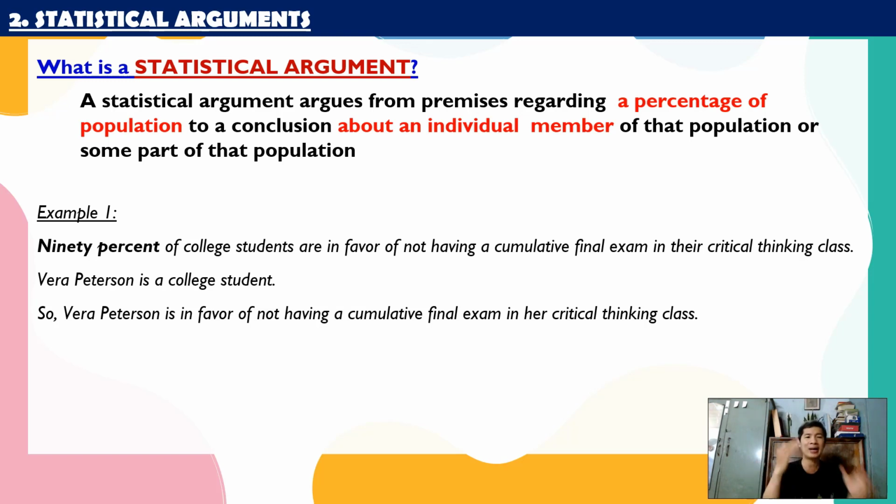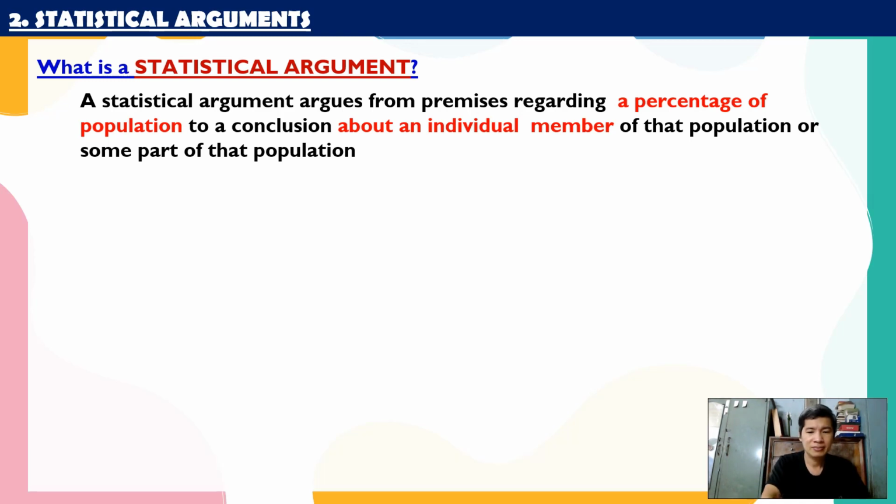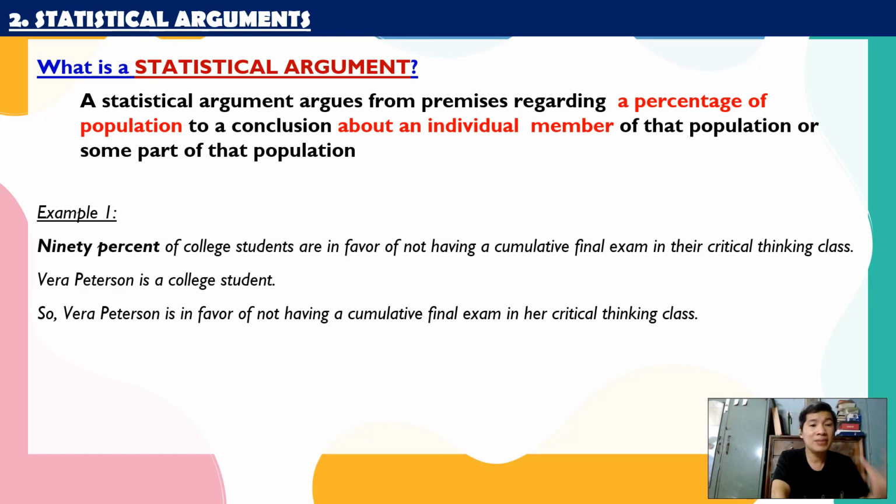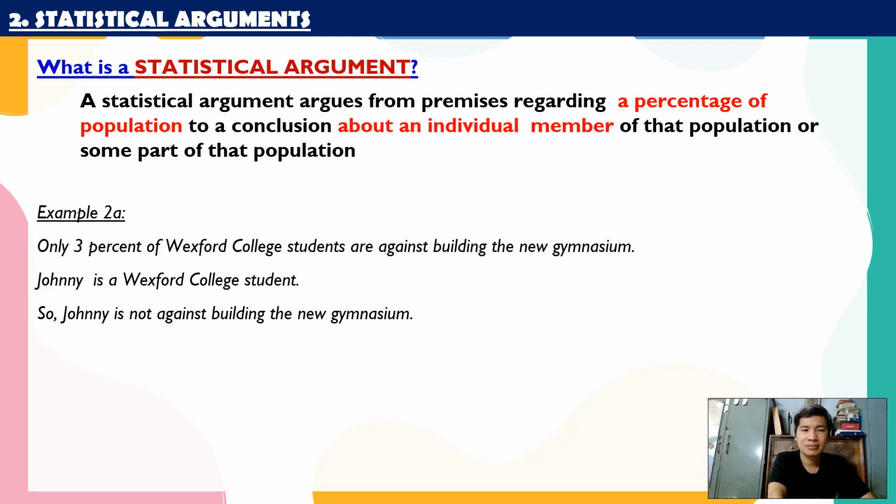Now let's come back to this one. 90% of the students are in favor of not having the cumulative exam, and Vera Patterson is a college student. Then Vera Patterson is in favor of not having, right? Then from the 90%, we draw the conclusion to one person because it's very high possibility that this person belongs to the 90%. Sometimes it can be a little bit tricky.